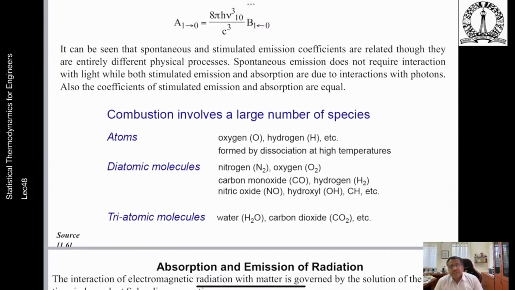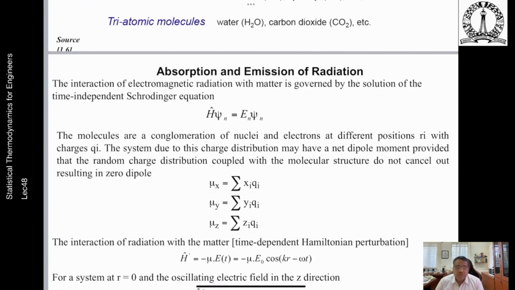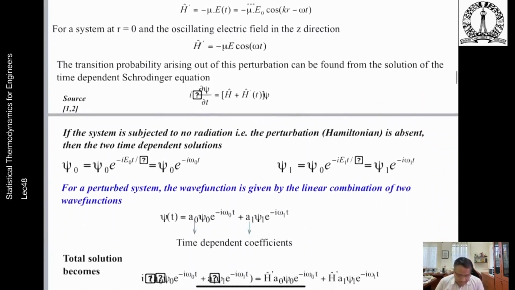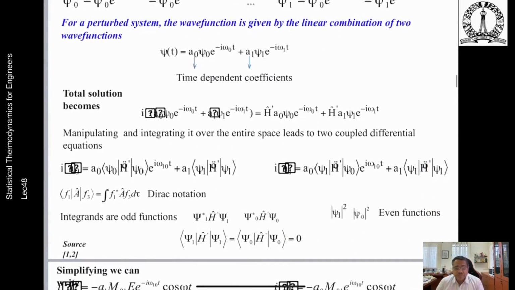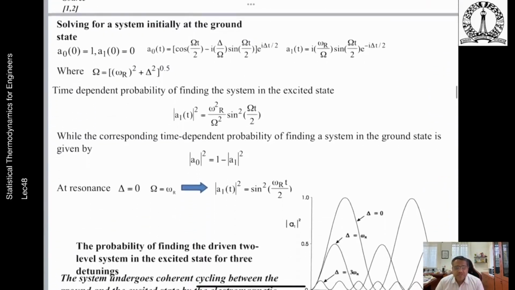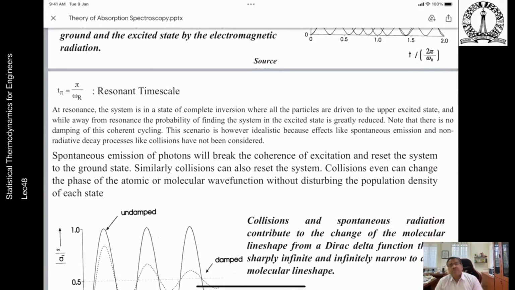So, for example, in an application like combustion, you have a lot of species: oxygen, nitrogen, water vapor, and CO2. Absorption and emission of radiation, we said, is given by the time-independent Schrodinger wave equation. And then we solved for the dipole moment, and then we calculated the time-dependent coefficients. Forgive me about the symbols over here. These are all covered in the previous classes. We also know the detuning frequencies and the resonant time scales. Spontaneous emission of photons, for example, we said, will break the coherence of excitation and reset the system to the ground state. Similarly, collisions can also reset the system.